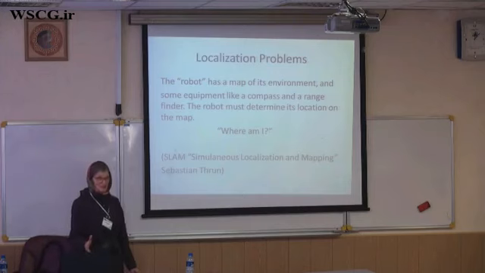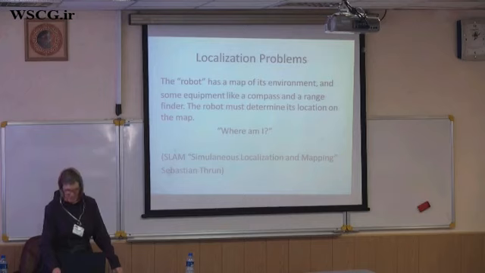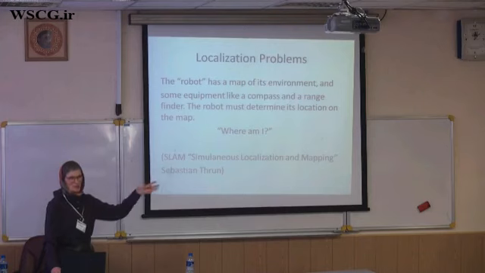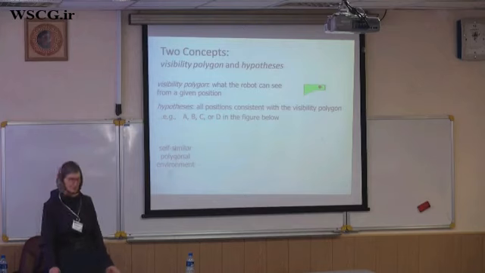And for the problems I'm going to talk about today, we do have a map. So creating the map is not the problem. If your robot lands on Mars, it's got to create a map for itself and figure out where it is as it moves around on that map. But that's not what we're doing here. We're saying we have the map, and we want to know how to deal with it.